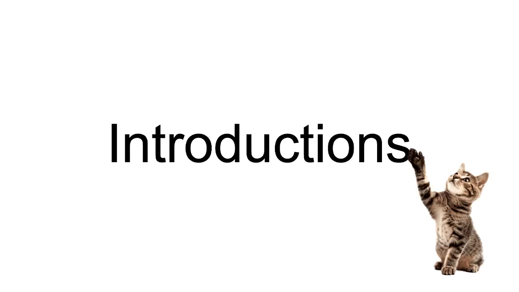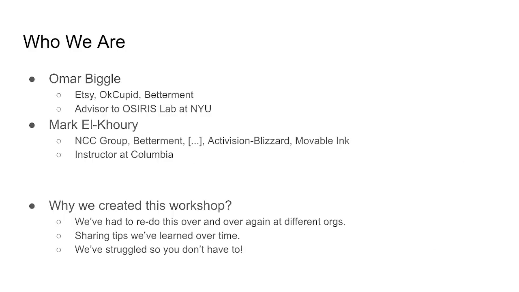So first, some introductions. I'm Omar. I'm currently a staff security engineer at Betterment, where we do a lot, but it's kind of 401k type of stuff. That's a product. I lead a team of product security engineers. So that's securing the code, the infrastructure, the process that gets the code out to that infrastructure. Prior to that, I worked at OkCupid and Etsy, and I'm also an advisor at the student-run security research lab at NYU.